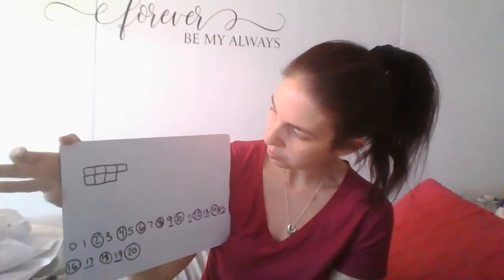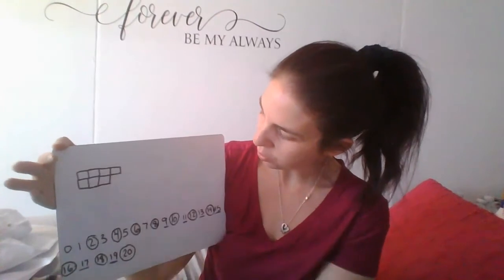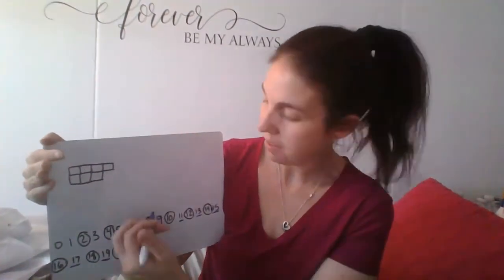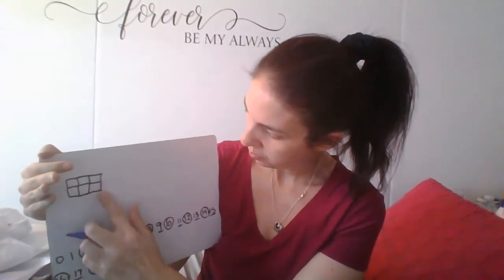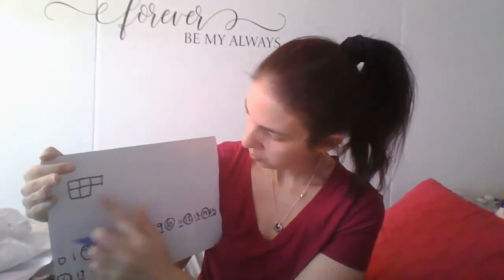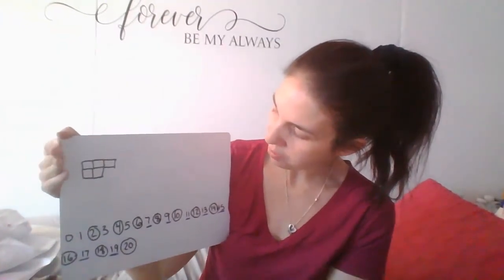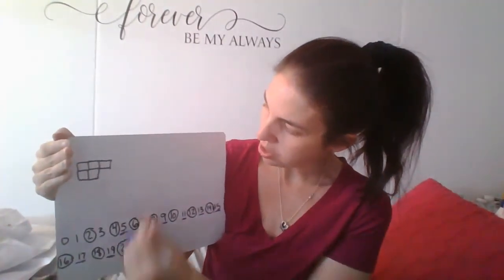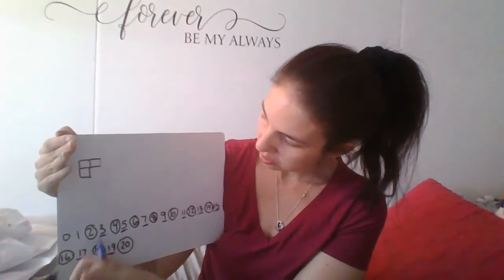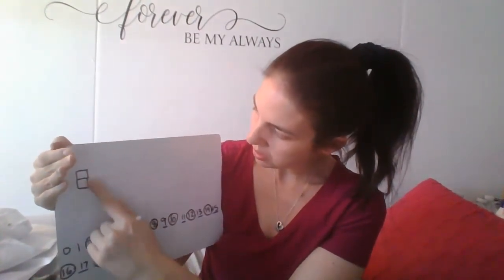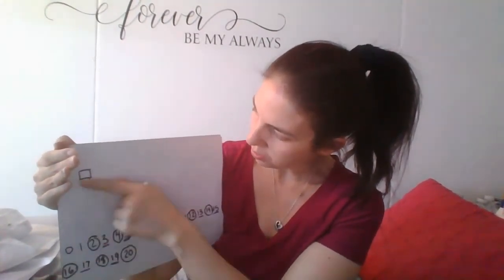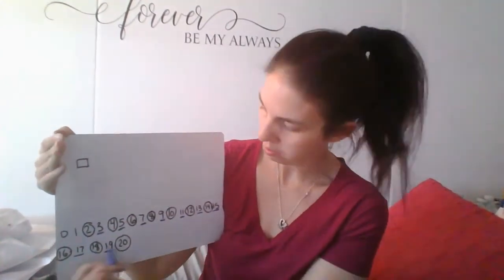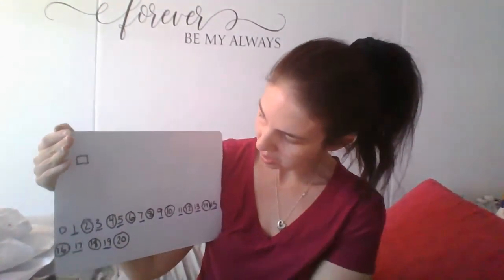Now, how many do we have? Three and four. We have seven, which is an odd number. Now we have five, which is an odd number. Next, we have three, odd number. Then we have 1, which is an odd number.